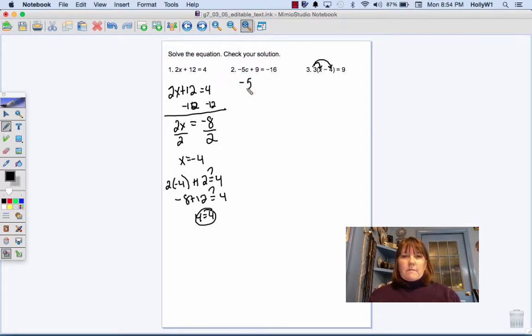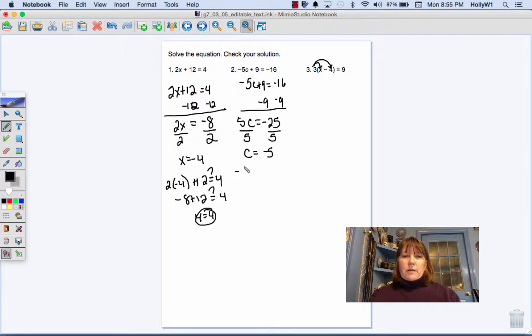All right, let's try this one. Negative 5c plus 9 is equal to negative 16. So since we're adding 9 here, we're going to subtract 9 first. Subtract 9 from both sides. We end up with 5c. Negative 16 subtract another 9 is equal to negative 25. So 5c is 5 times c, so the opposite is division. And these cancel out and become 1. So c is equal to negative 5.